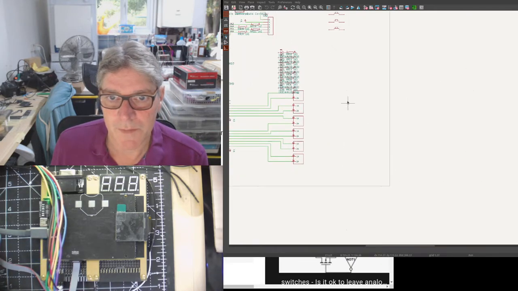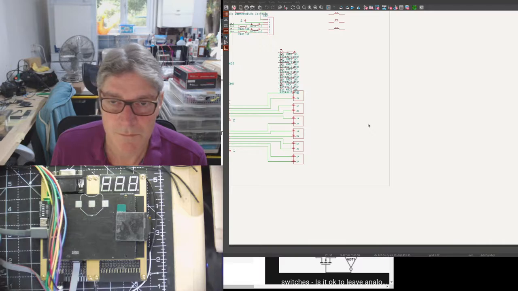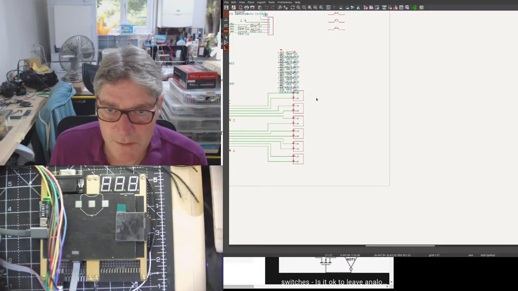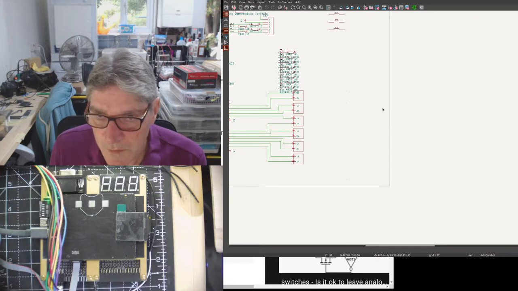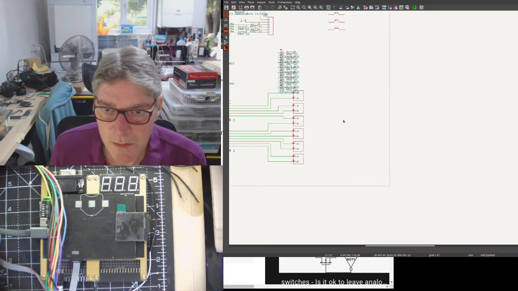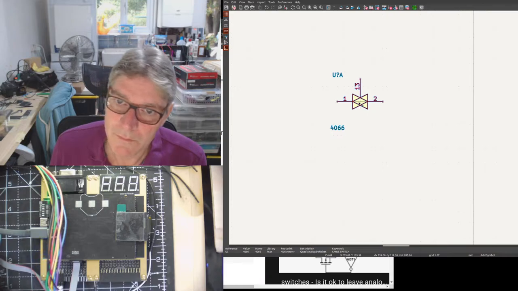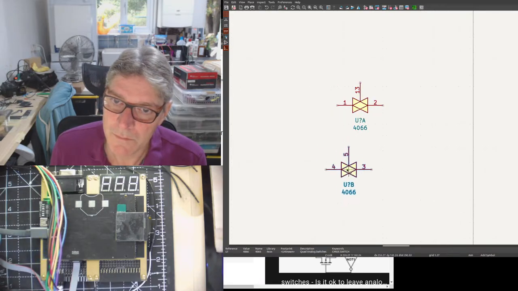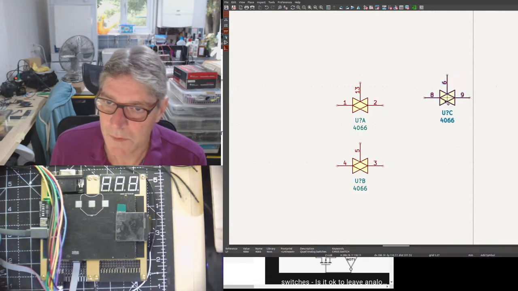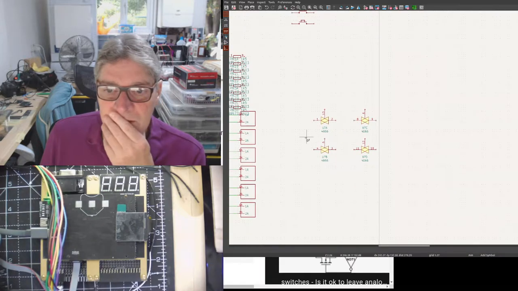So, what one could do, let me see, oh, I need to add a component and I've forgotten. Four XX. Is it 4060, something like that? And clearly a little quad analog switch. So you can bring something like this in. So that's a single chip that has four controls to it.